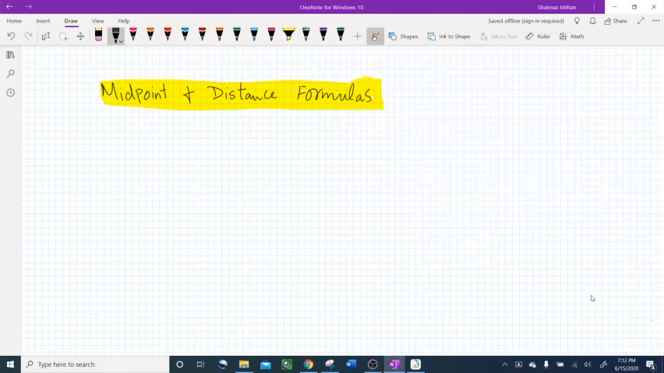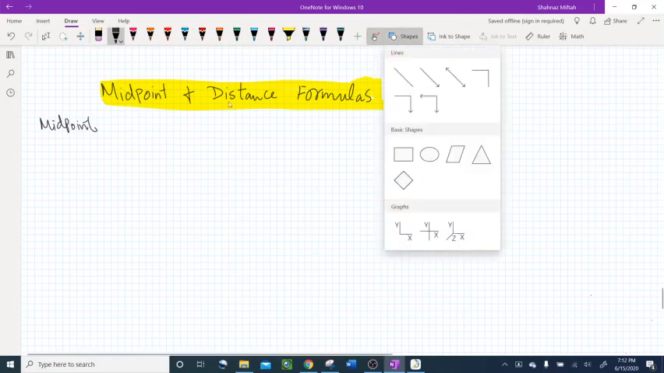Hello everybody, today we are talking about midpoint and distance formulas. We will look at the midpoint formula first, and how do we get that formula? So the first thing is midpoint. What is a midpoint? A midpoint is a point of a segment that divides the segment into two congruent segments.